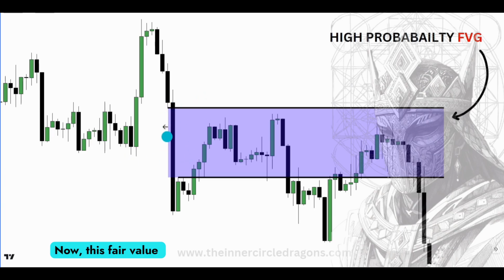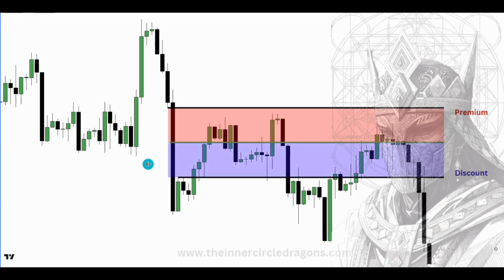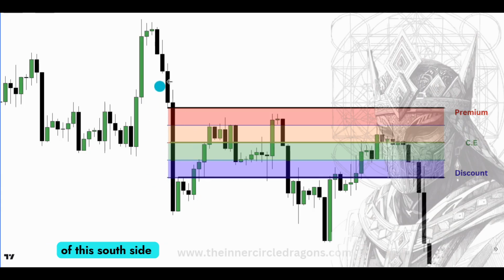Now, this fair value gap can be divided into a premium for the upper half and a discount for the lower half, separated by the consequent encroachment, which is the midpoint of this sell side imbalance. Now, we can go one step further here, and we can divide each of these premium and discount ranges into two halves again. So we have 4 quadrants inside of this sell side imbalance. The blue shaded area here will be a deep discount, and the red shaded area here will be a deep premium.